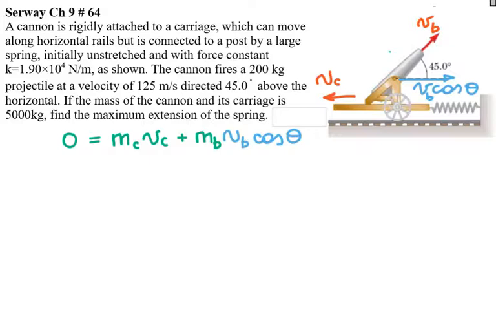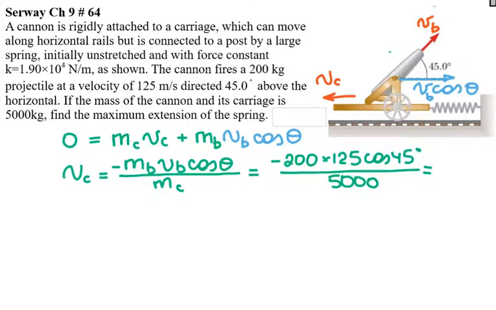Now if I plug in my numbers, I can calculate the velocity of the cannon. I plug in the numbers and solve it. So I got the velocity of the cannon is 3.5 meters per second, and it's negative: equal to negative 3.5 meters per second. So it moves in the opposite direction of the cannonball.